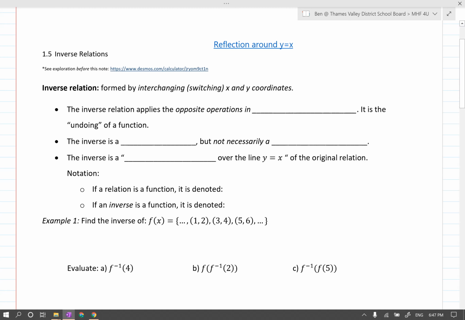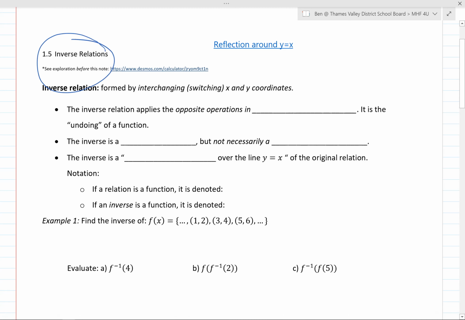All right, so this video is about inverse relations. Now, inverse relations are something that you should have studied in grade 11. Just like a few of the other topics we've covered so far, you're expected to be coming into this course with some background knowledge. At the same point, we are going to spend some time going over it just to make sure everyone is on the same page here.